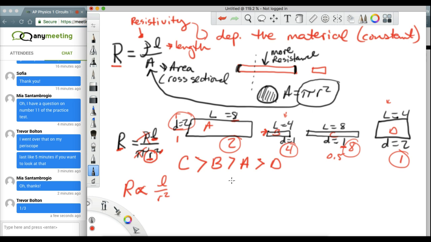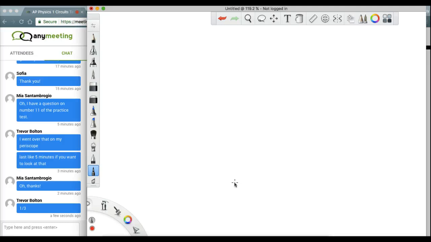Alrighty. That is number 4 on the quiz. Number 5 on the quiz is just talking about equivalent resistance. We have several resistors in here, and we're asking which one has the most resistance, which one has the least resistance, etc.